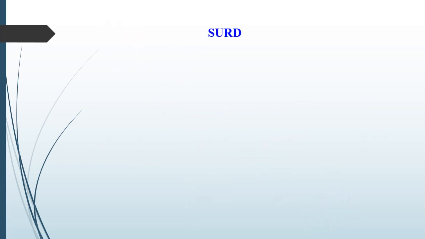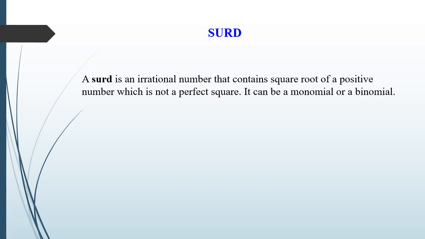Okay, so the next part in this subtopic is surd. So what is a surd? A surd is an irrational number that contains the square root of a positive number which is not a perfect square. It can be a monomial or binomial.